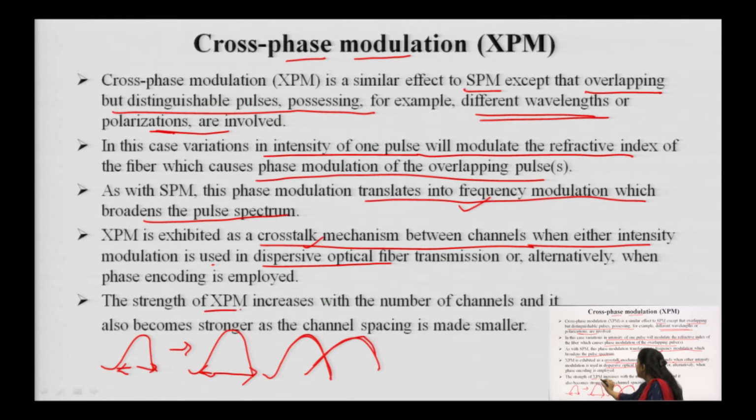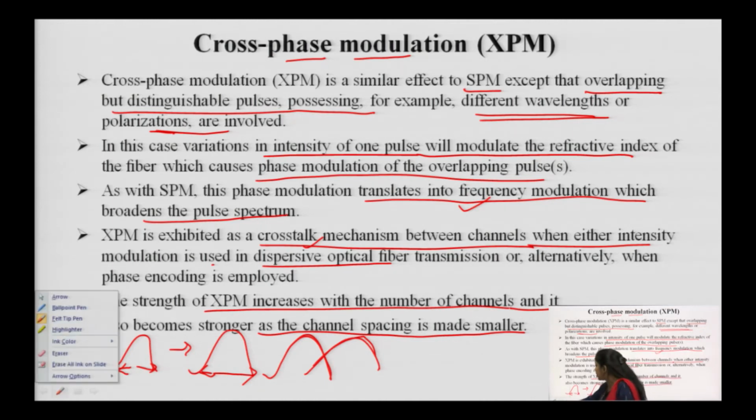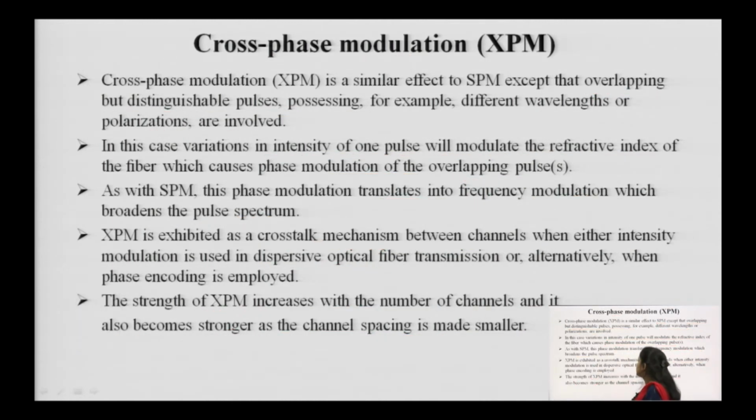Strength of XPM increases with the number of channels, and it also becomes stronger as the channel spacing is made smaller. If we look at this particular statement, strength of XPM increases with the number of channels involved. Number of channels involved means the number of light rays of different wavelengths increases.